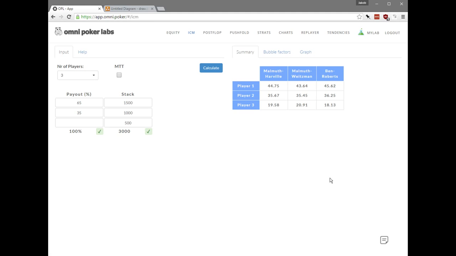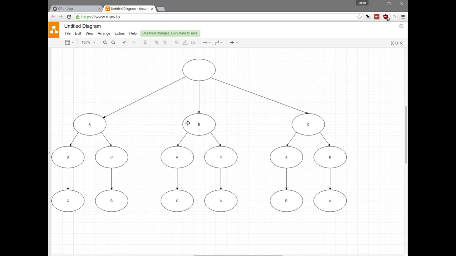Several different models have been developed over the years, but they all work conceptually as follows. First, they build an elimination tree, which is a tree of all possible finishing scenarios. So I've drawn one here for the 3-player case. What we see here is that in a tournament with 3 players left, these are all the possible ways in which that tournament could play out.